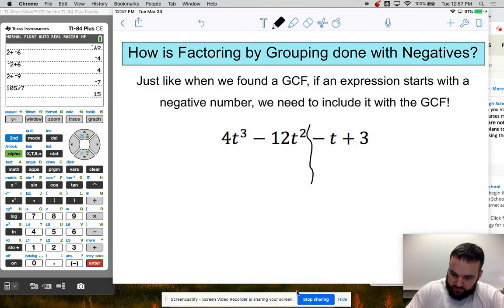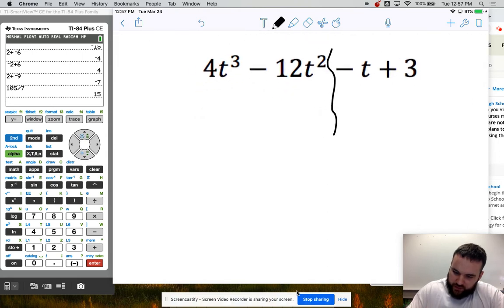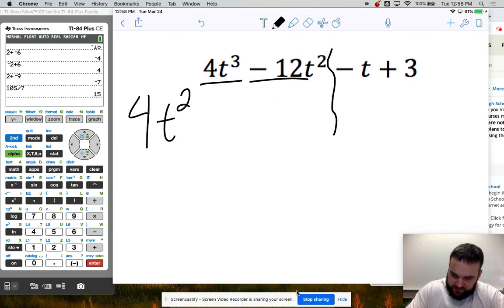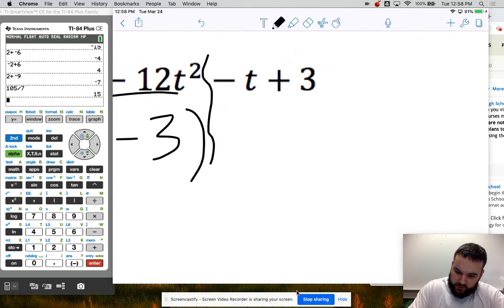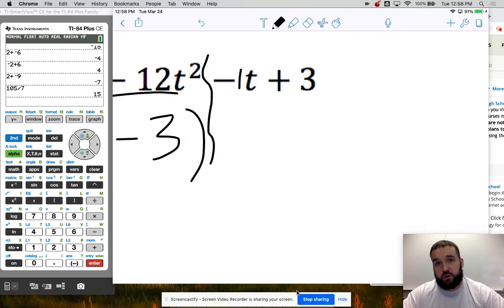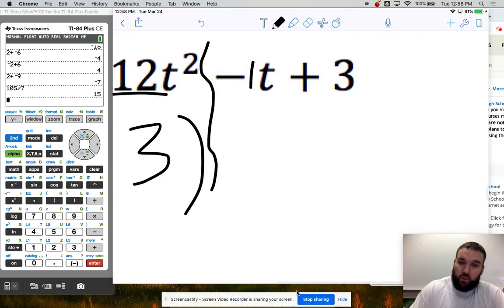Okay, so if I split this down the middle, I see that these two terms, I can divide them both by 4. One has t to the third, one has t to the second, so I can take out t squared, and that would leave me with 1t minus 3. Now here, in the second half, is where it gets a little interesting. First of all, if there's no number in front of a variable, remember, we can always put a 1. But now, what's the greatest common factor of those two terms, of negative 1t and positive 3?